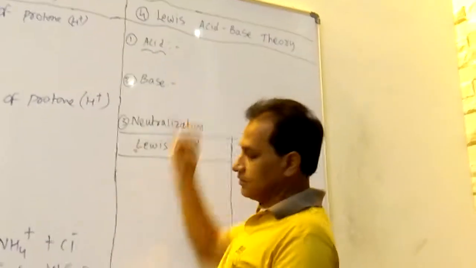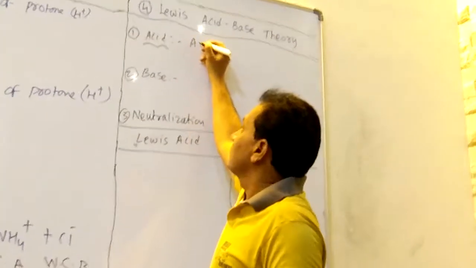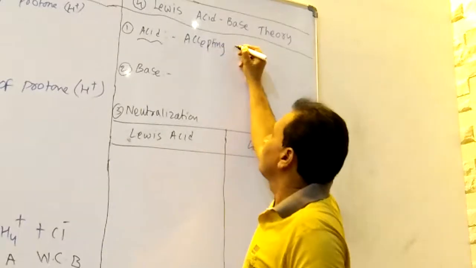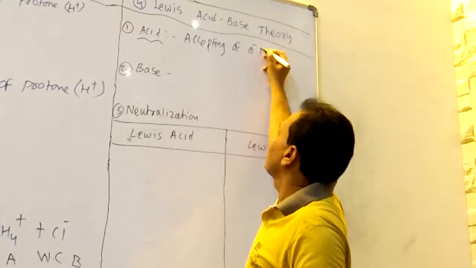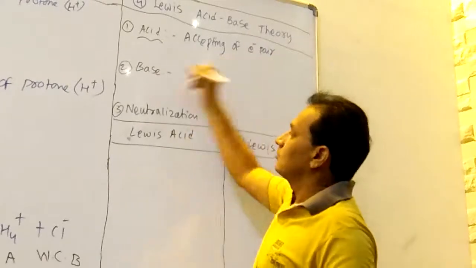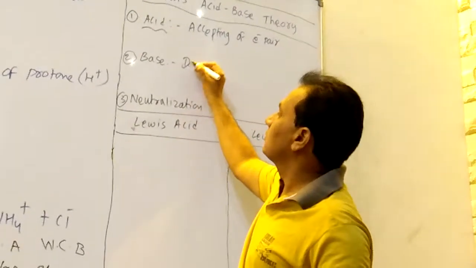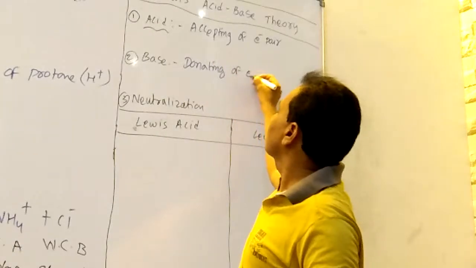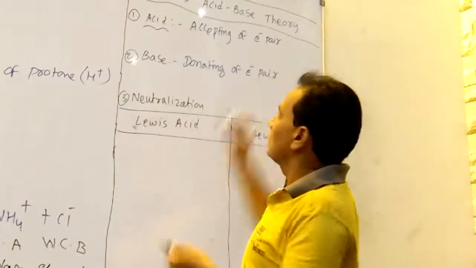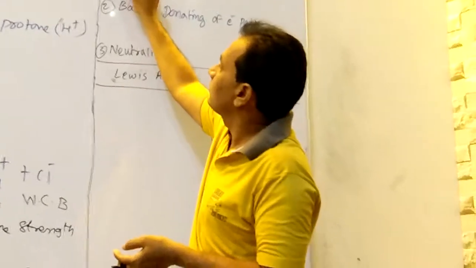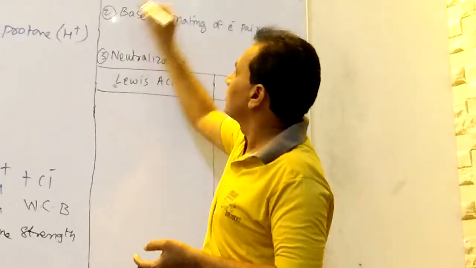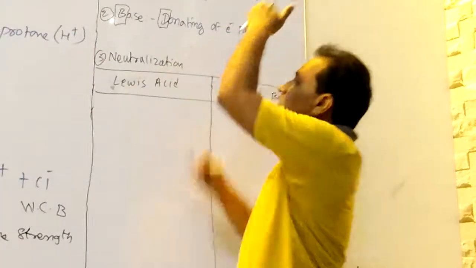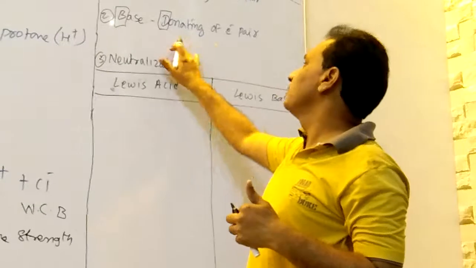And coming to Lewis acid base. What is an acid according to him? Accepting of electron pair. What is a base? Donating of electron pair. Here remember A, acid, accepting; B, D, base, donating. Acid means accepting of electron pair, base means donating of electron pair.